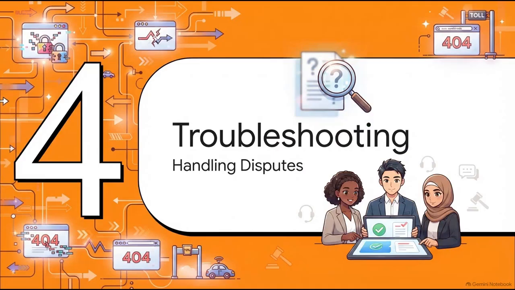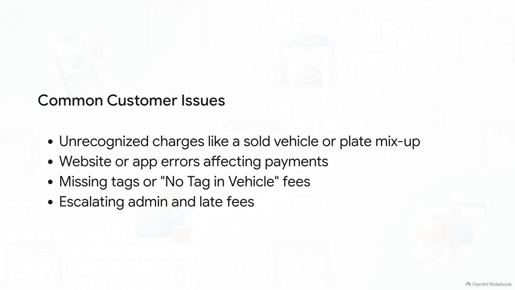Which brings us to Section 4, troubleshooting and disputes. Because, well, what happens if the fine isn't actually your fault, or the website is just completely glitching out on you? If things go wrong, seriously, don't panic. These are the most common hurdles users report.